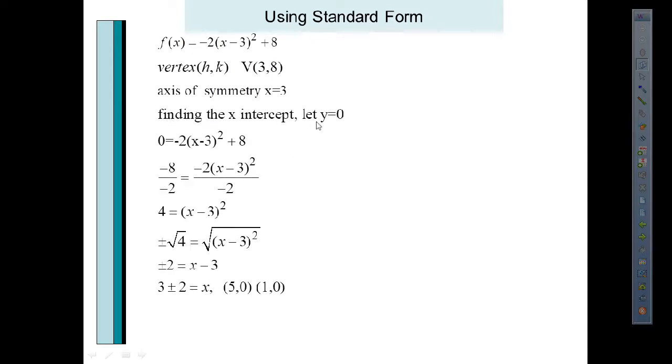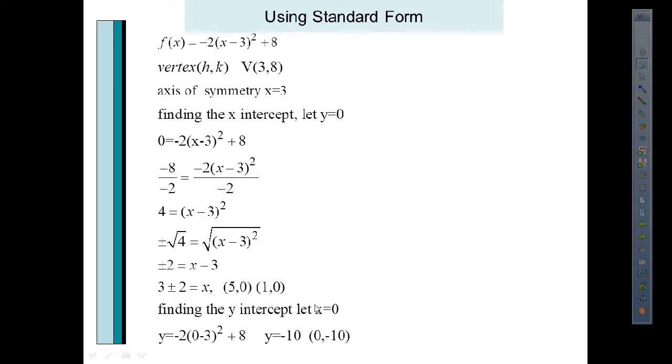To find the x-intercept, we're going to let y equal 0. So 0 equals negative 2 times (x minus 3) squared plus 8. Move the 8 over, divide by negative 2. You're going to get 4 is equal to x minus 3 quantity squared. Take the square root of both sides. So you end up with plus or minus the square root of 4 is equal to the square root of (x minus 3) squared. Well, the square root of a square is just itself. So you've got the plus or minus 2 over here, and when you move that 3 over, you're going to have 3 plus or minus 2, which is going to give you 5 and 1.